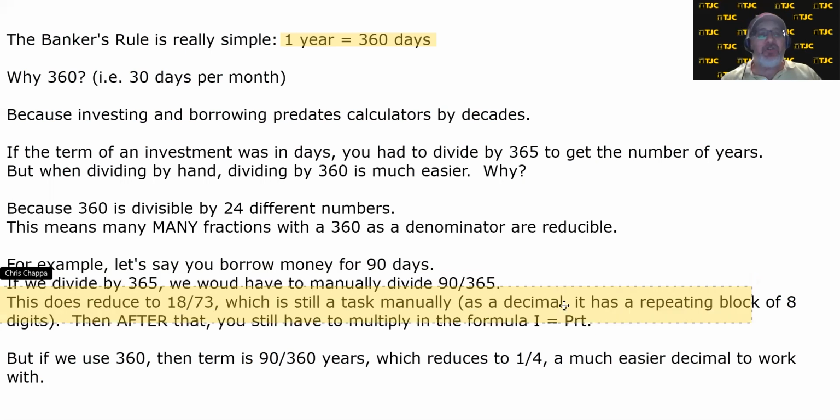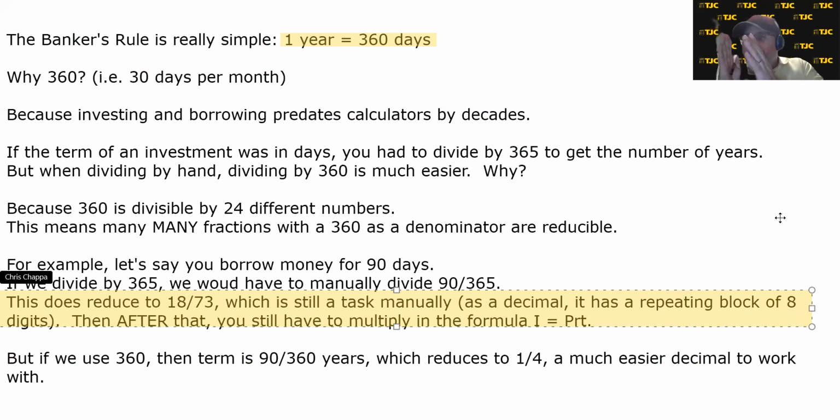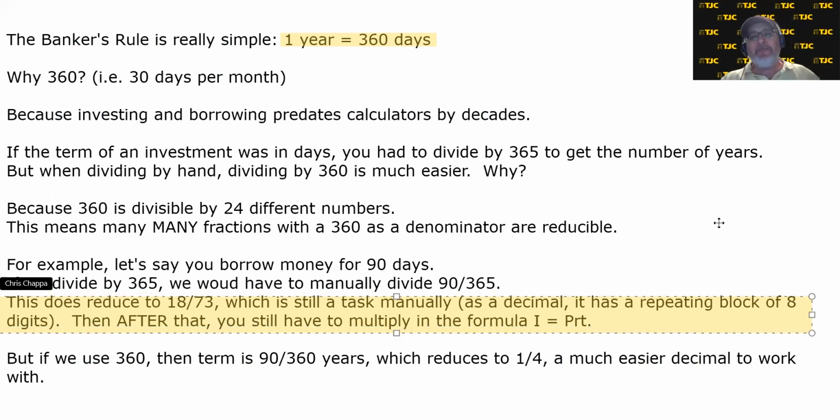That fraction does reduce to 18 over 73, which is still a task to divide manually because as a decimal, it has a repeating block of 8 digits. In other words, you get 8 decimal digits before it starts repeating. Then after that, you still have to multiply with it in the formula I equals P times R times T. So in a nutshell, dividing by 365 is very inconvenient when you're doing math by hand.